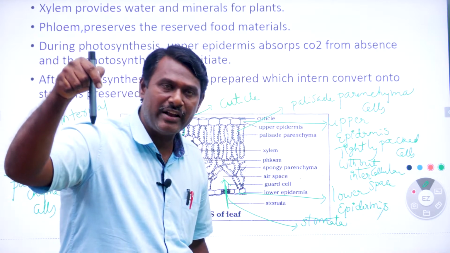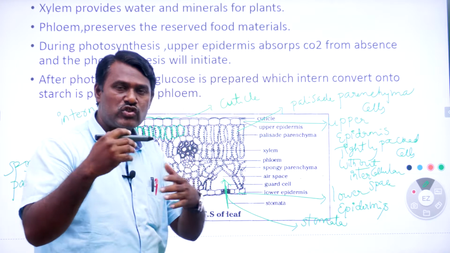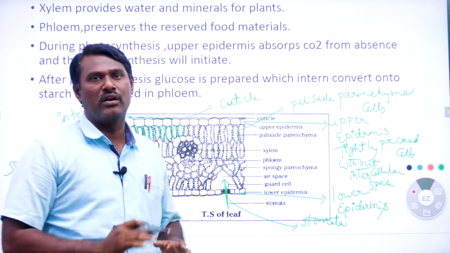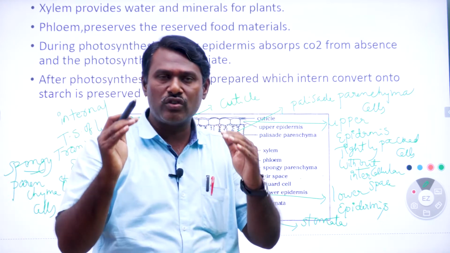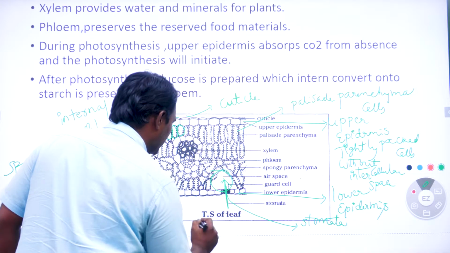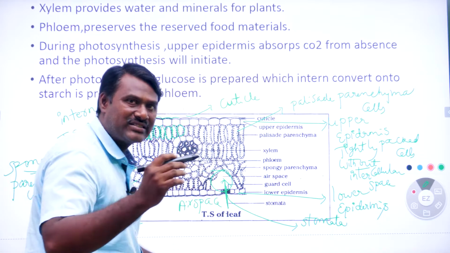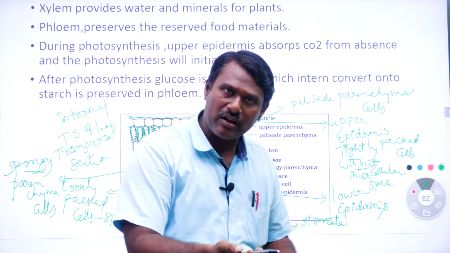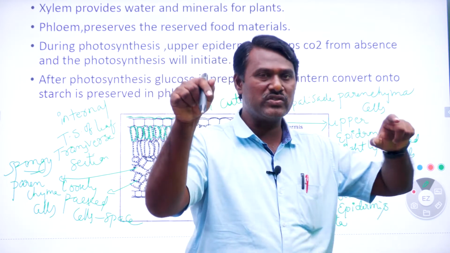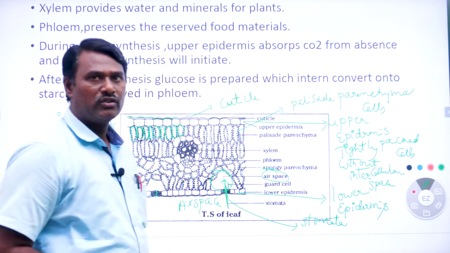This stomata is present in the lower epidermis of the TS of leaf. Through the stomata, carbon dioxide enters, and that carbon dioxide is preserved or deposited in the small space called air space. So carbon dioxide taken by the leaf through stomata moves from downwards to upward and is deposited in the air space. That is about air space.